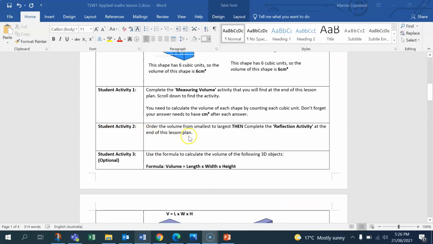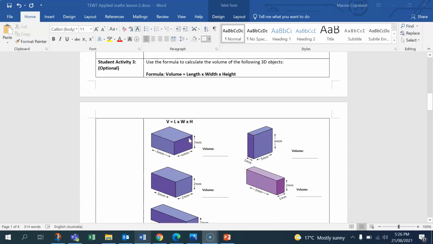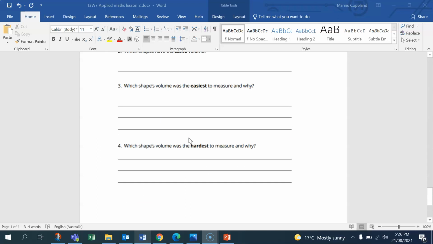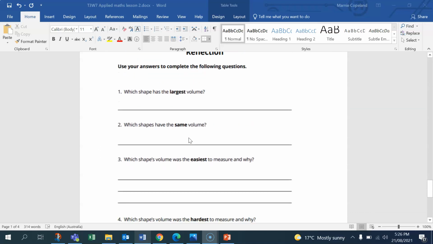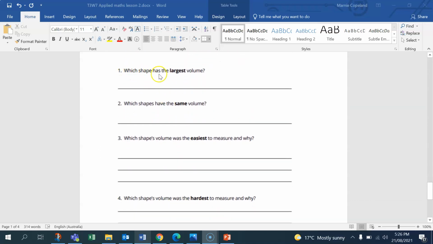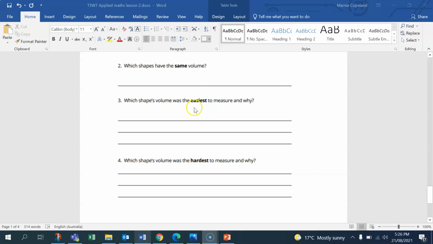Student activity number 2, order the volume from smallest to largest. Like I said, either way is fine with me. Then you need to complete the reflection activity at the end of this lesson plan, which I'll show you where that is. It's right here. It's got a few questions for you. Which shape has the largest volume? Which shape has the same volume? Which shape's volume was the easiest to measure and why? Which shape's volume was the hardest to measure and why?